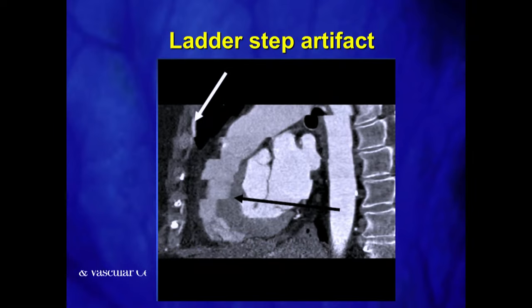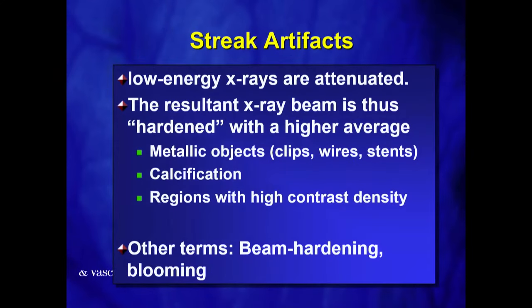This is another wild ladder step artifact that really makes your test not interpretable. In metals, we can actually get something called streak artifacts. The basic mechanism behind it is that there are different energies in those X-ray beams that are transmitted through the patient. The low energy one gets attenuated and weakened. And as a result, you actually get a higher weighted average of the remainder of those x-rays. So that's why they create some sort of hardening artifact. Some people call it beam hardening or blooming artifact.